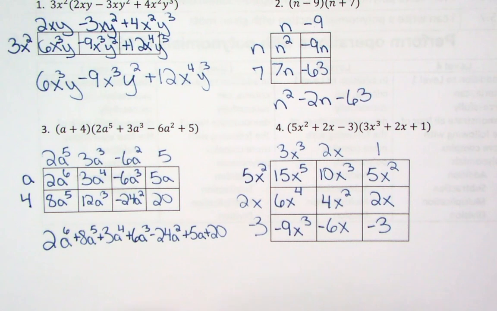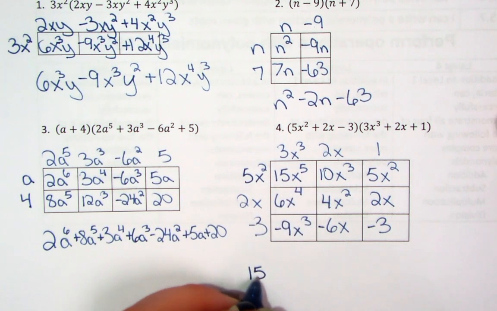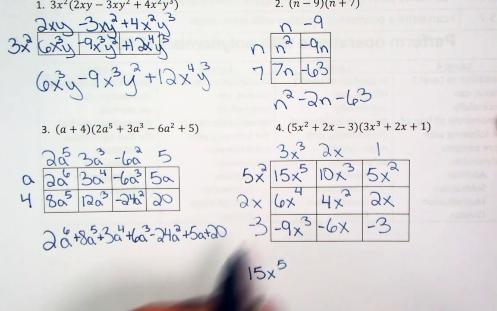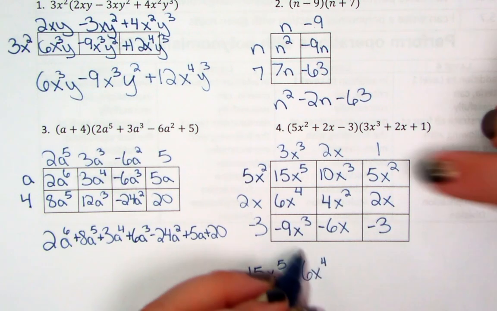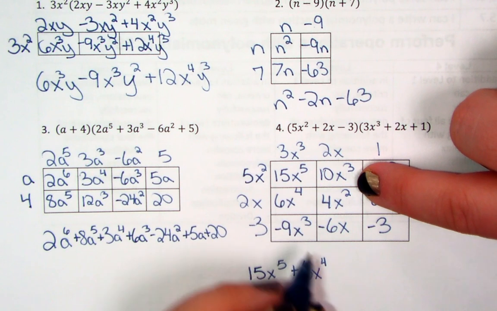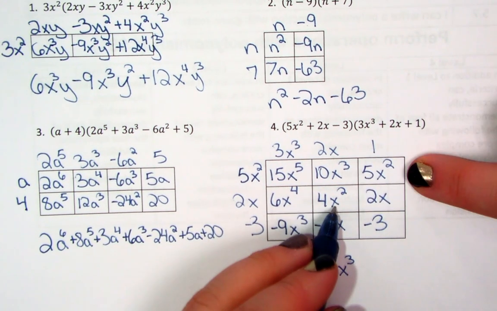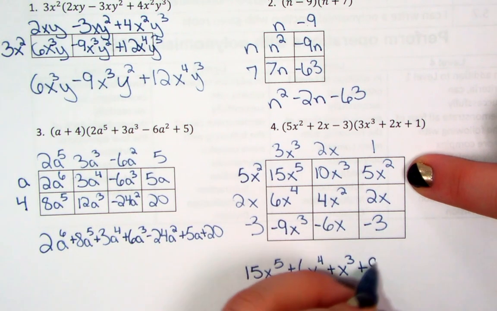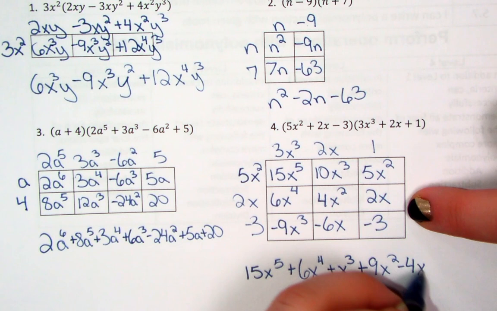So we're looking for like terms now. This is the only term that has an x to the 5th. This is the only term that has an x to the 4th. There are two terms that have x cubed, so negative 9x cubed plus 10x cubed gives me positive 1x cubed. Two terms with x squared, 5x squared plus 4x squared gives me 9x squared. Two terms with x, negative 6x plus 2x gives me negative 4x, and then negative 3.